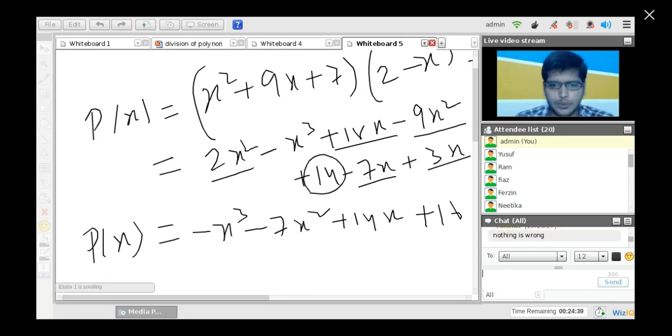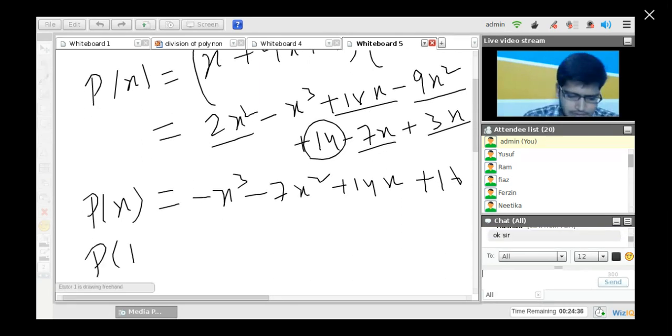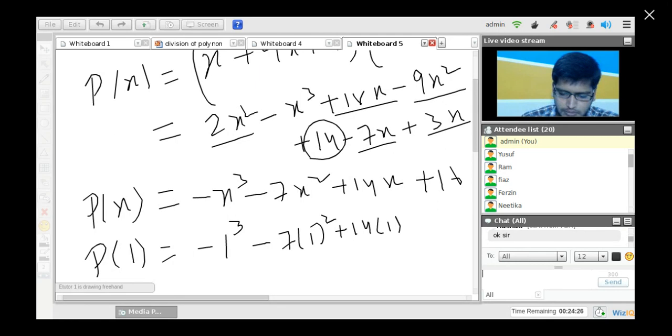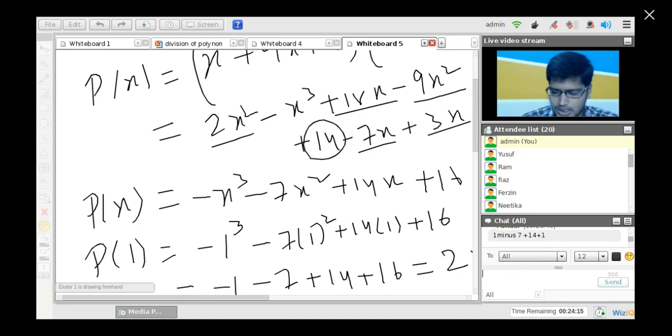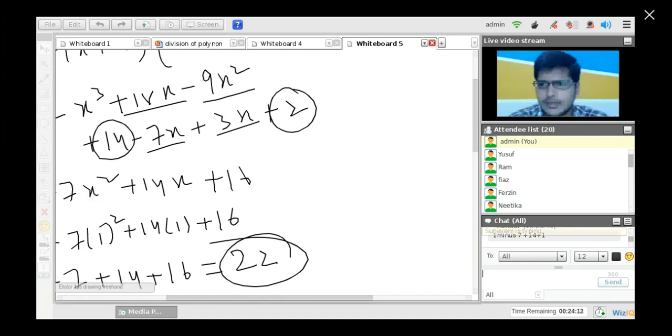Okay. Now, we need to find out p of 1 as asked. So, substitute 1 in the place of x. There it is nothing but minus 1 cube minus 7 into 1 square plus 14 into 1 plus 16. That is nothing but minus 1 minus 7 plus 14 plus 16. That is nothing but 30 minus 8. That is 22. Am I correct with this? Or any mistake, or anything any of you didn't understand so far? Or any questions from you? Hence 1 is not a 0. Yes, absolutely, Akshat. You are saying that p of 1 is not equal to 0. That's a good understanding, Akshat.